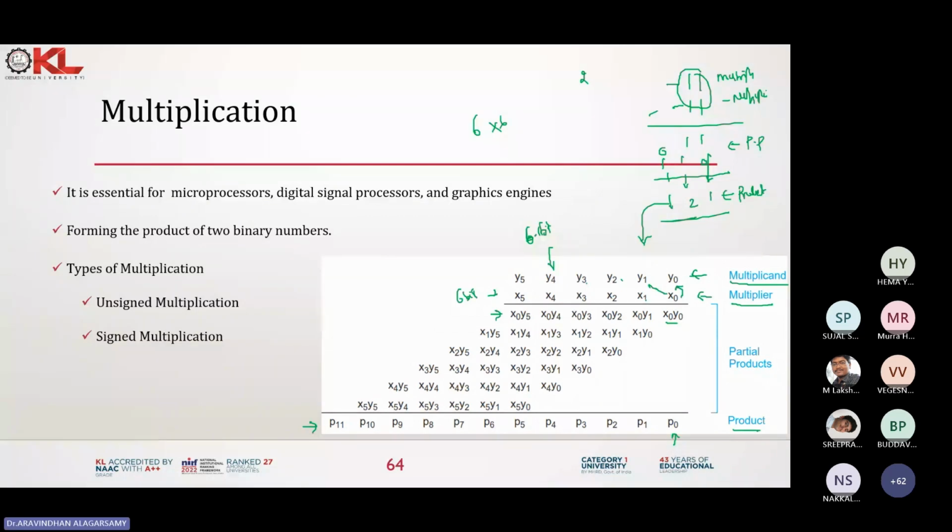Then what are you going to take? We're going to take x1 and multiply it with all the multiplicand. We'll take the multiplier x1 and multiply with all the multiplicand: x1 y0, x1 y1, x1 y2, x1 y3, x1 y4, x1 y5. Next, we can take x2 as a multiplier element and multiply with the multiplicand. So we can write this expression.